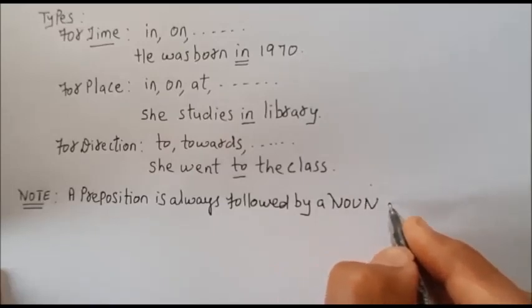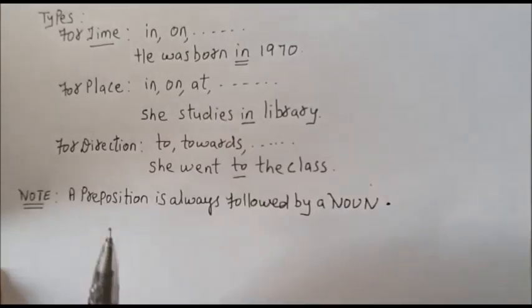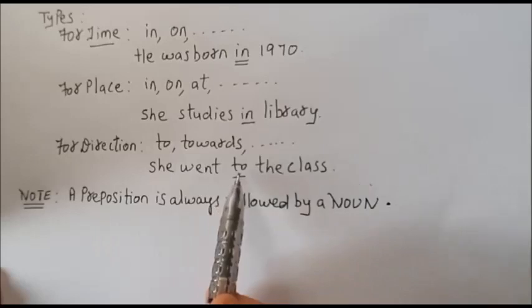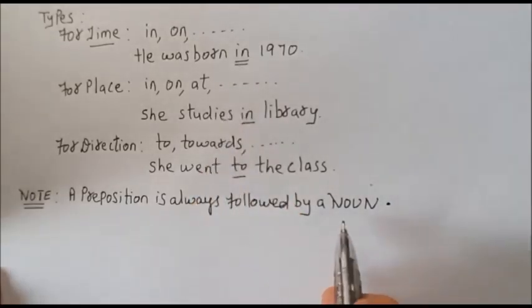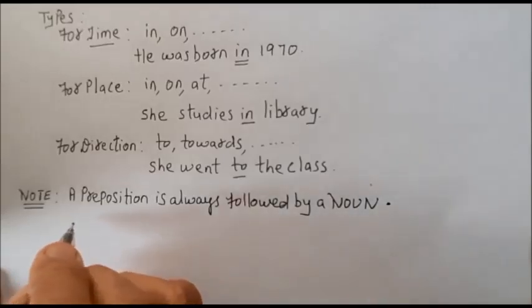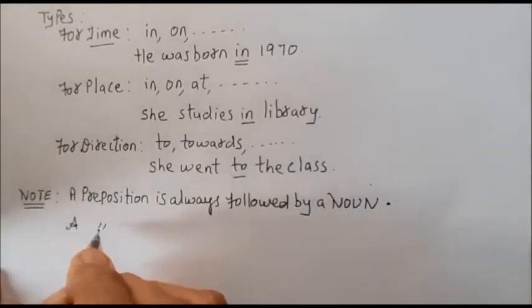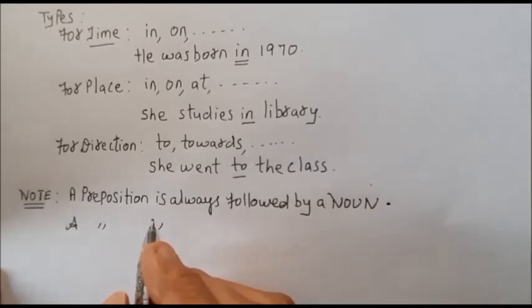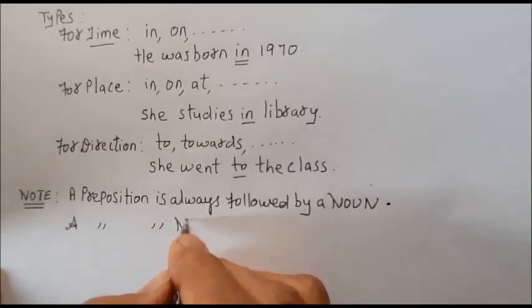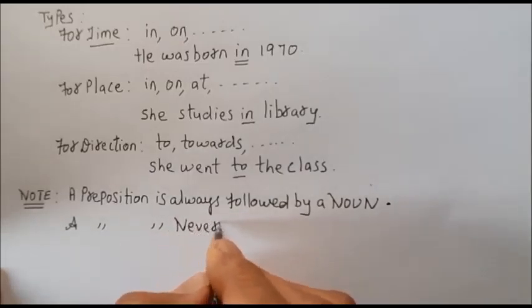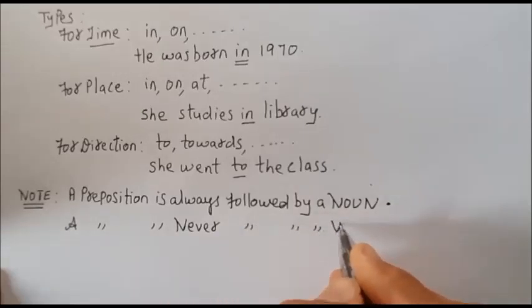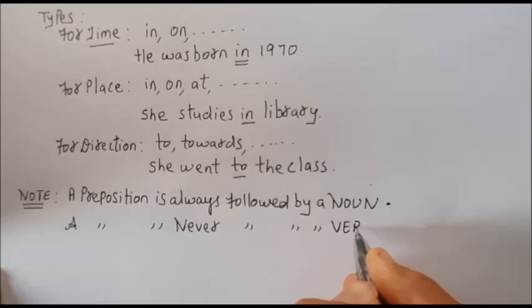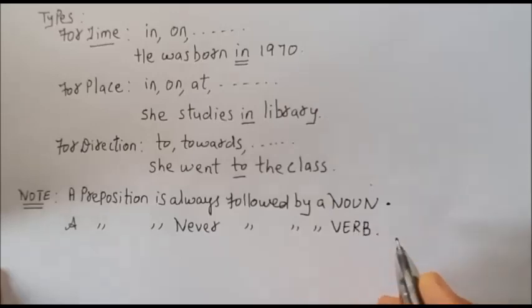Remember it, very important. A preposition is always followed by a noun. A preposition is never followed by a verb. Never. Right? Make it very clear.